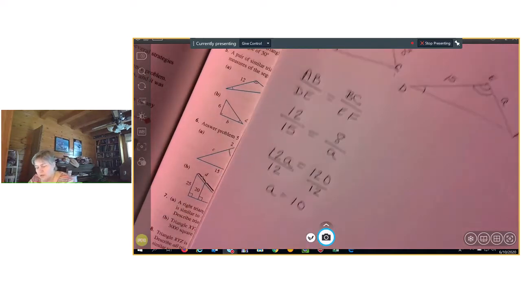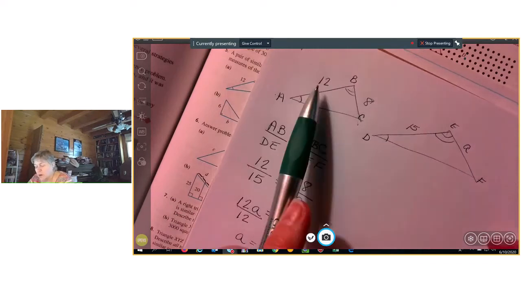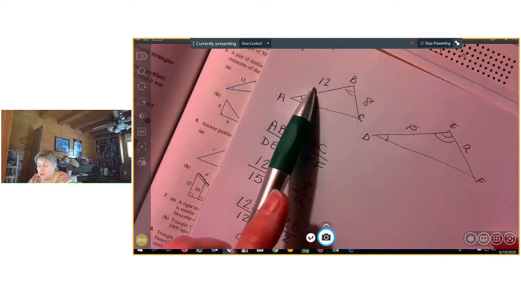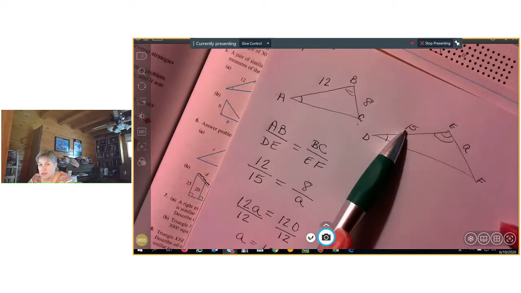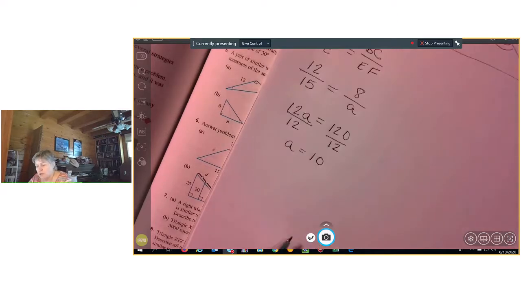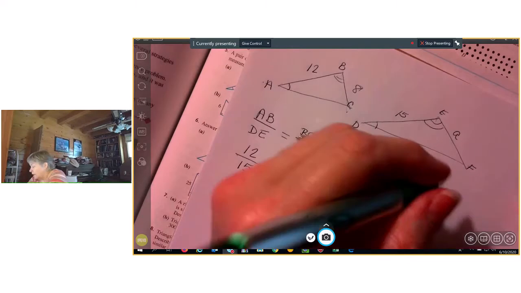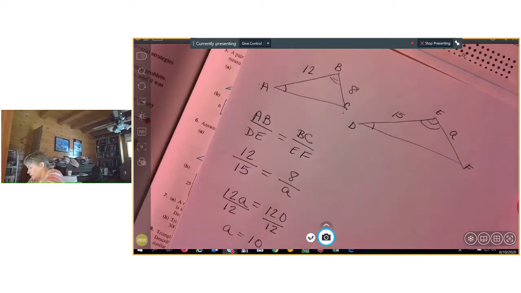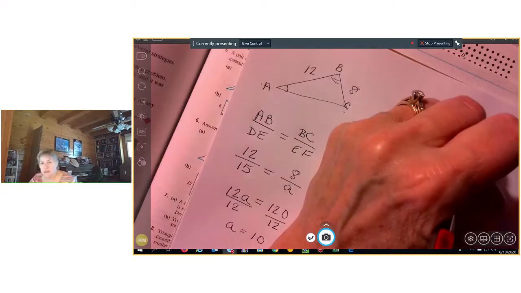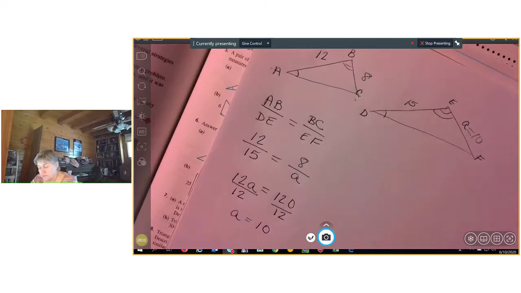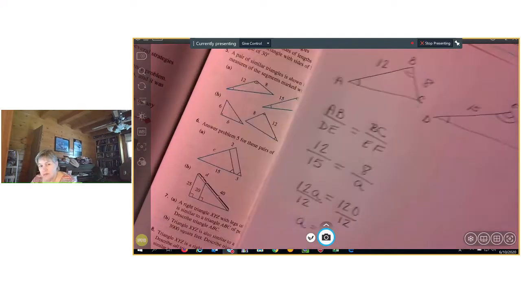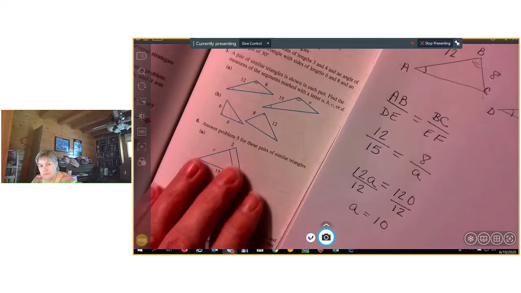Now, before, when I was saying, okay, if this was 2 and this was 4, I multiplied. There's no whole number that I can multiply 12 by to get to 15. So that's why you need to know how to do the proportions. Even though this ended up being an easy number, we still had to write it out to figure it out. So that's part A. Now look at B.